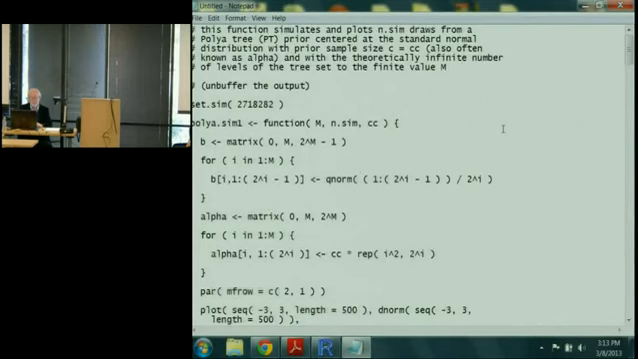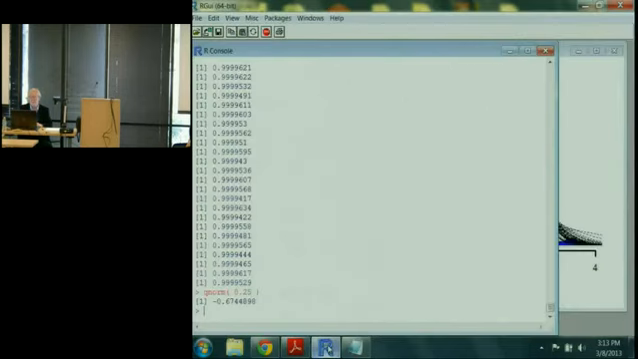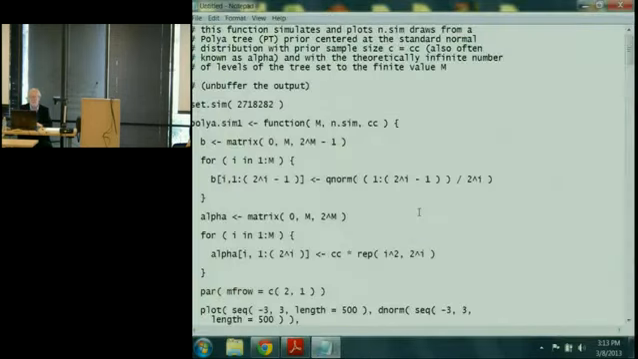Okay, so I'm going to start a new R session to have a fresh start. Why not?